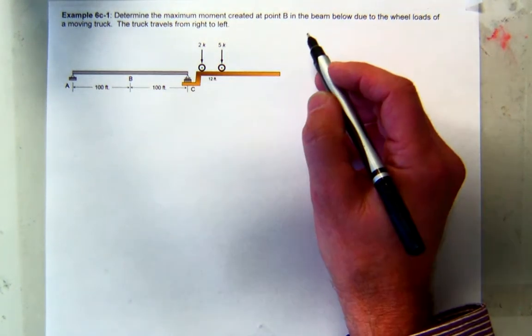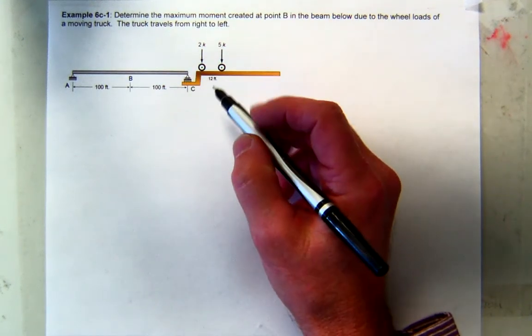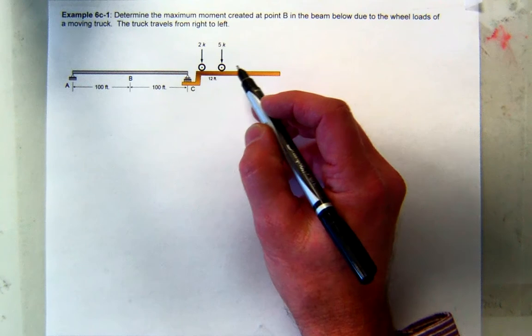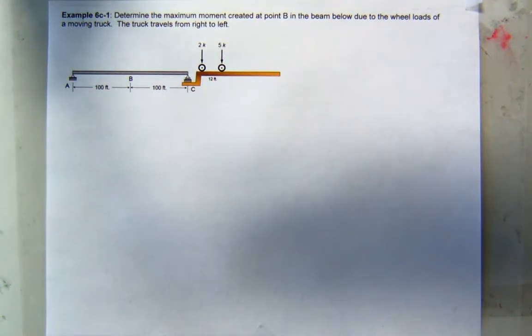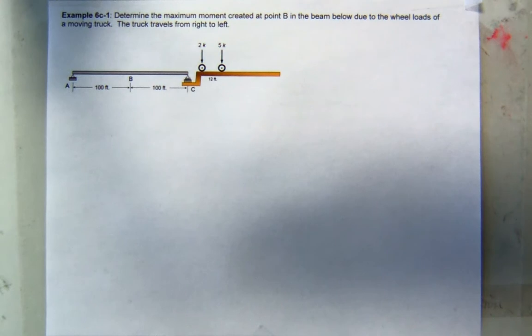Okay? And then we've got this moving load scenario here, some kind of truck maybe. It's got a 2-kip load and a 5-kip load, 12 feet apart. They're going to move from the right side, cross the structure, moving right to left. So what's the first thing we have to do? We need an influence line for the moment at B.